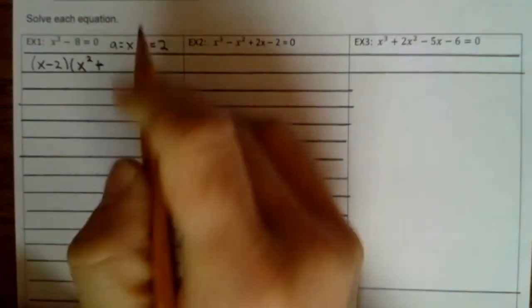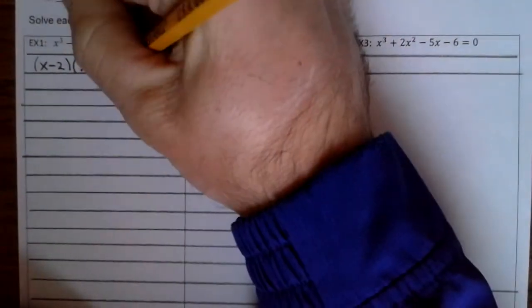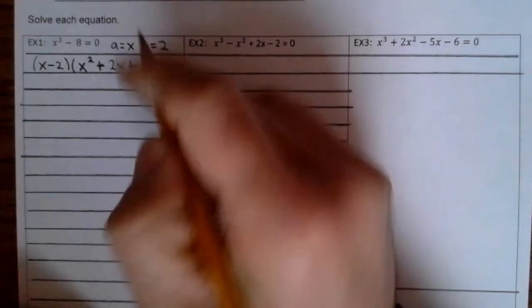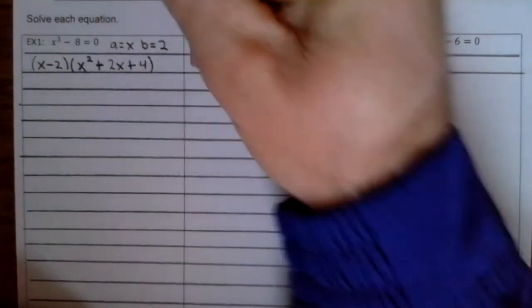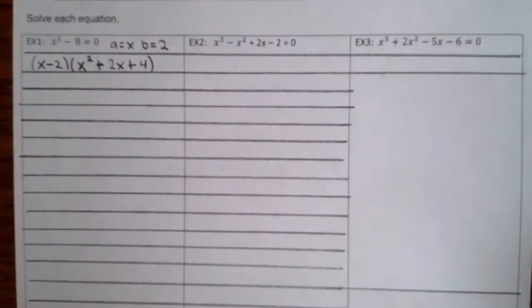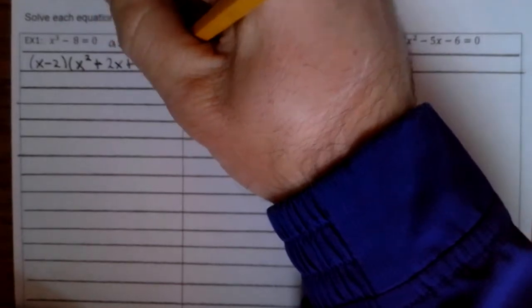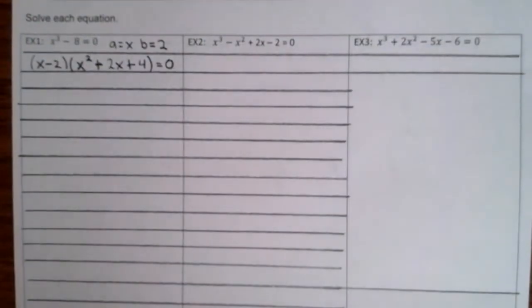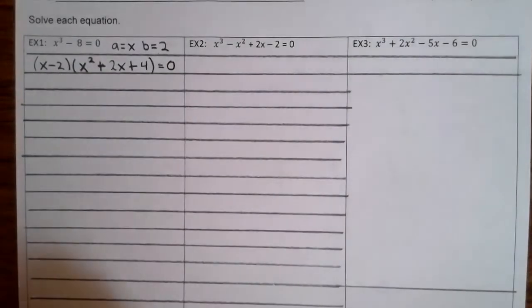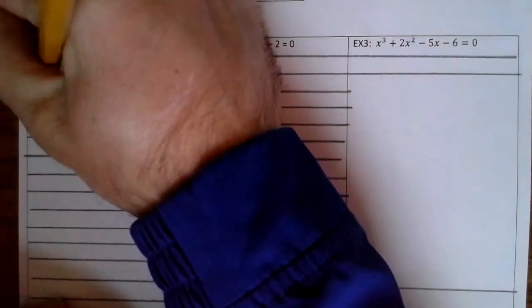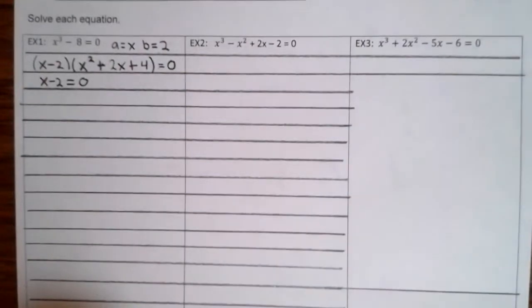So that would be X minus 2 times X squared plus, we multiply the A and the B, so that's 2X, plus we square B, so 2 squared is 4. We set that equal to 0. So now the first part's real simple. X minus 2 equal to 0. So X equals 2.